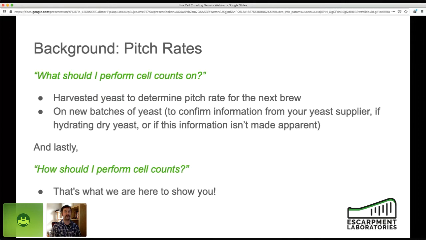So what should you perform your cell counts on? Harvested yeast to determine your pitch rate for your next brew is probably the most obvious one. And on new batches of yeast to confirm information provided from your supplier. Another thing could be if you're rehydrating dry yeast or if the information isn't made apparent. And then how should I perform cell counts? Well, that's what we're here to show you.